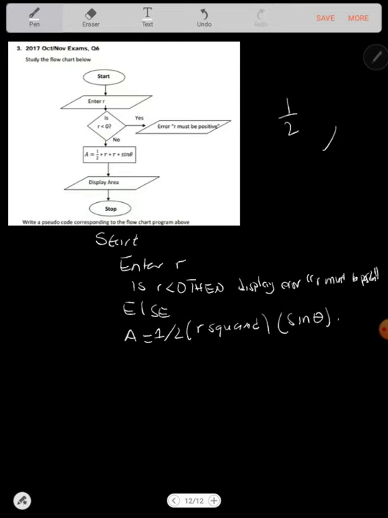Then what else? And if, because we're now ending. And if, now we are displaying the what? The area. Display area. Then stop. Just writing what is here.